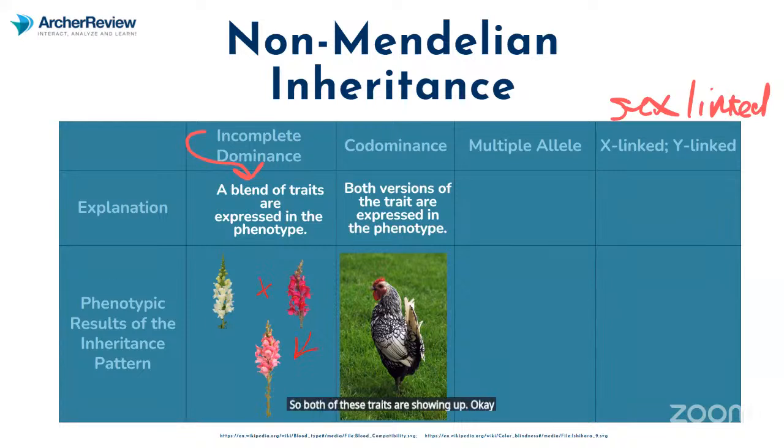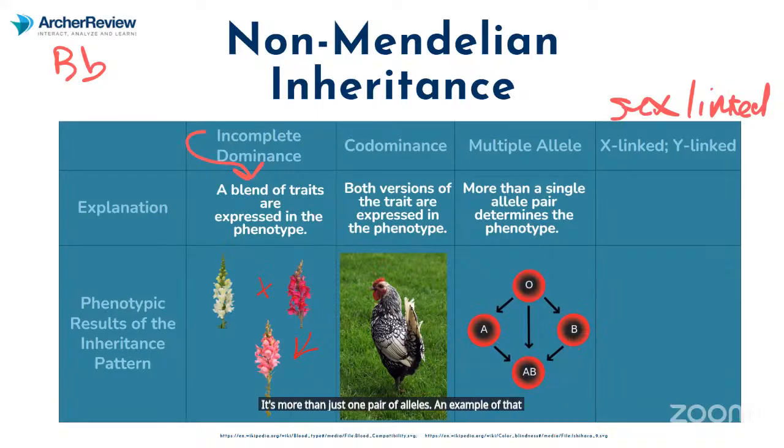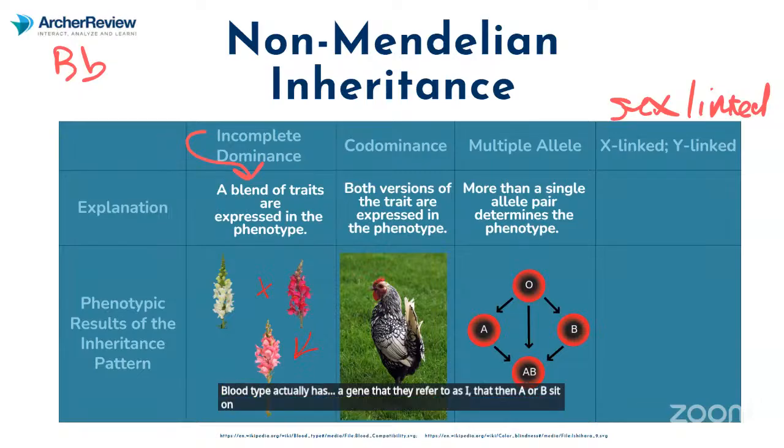Okay. All right. So let's take a look at our next one. Multiple allele. This is where more than a single allele pair determines the phenotype. So far we've been talking about big B, little b, but in this case, it's more than just one pair of alleles. An example of that is blood type. Blood type actually has a gene that they refer to as I that then A or B sit on, and those alleles together determine our blood type.